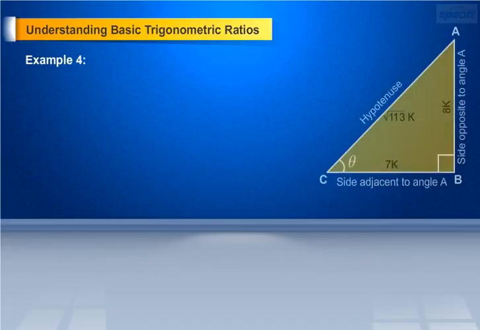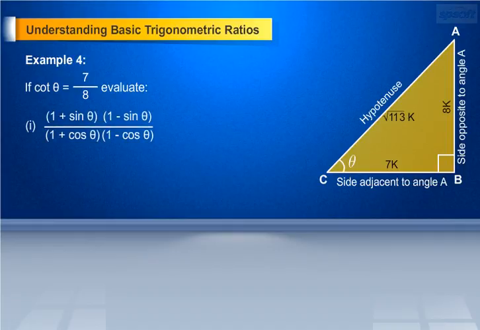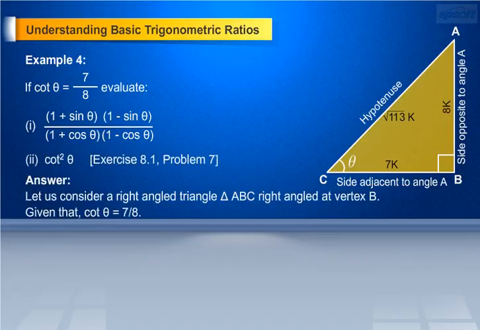Example 4. If cot theta equals 7 by 8, evaluate (1 plus sin theta)(1 minus sin theta) divided by (1 plus cos theta)(1 minus cos theta), and cot square theta. Solution. Let us consider a right angle triangle ABC, right angled at vertex B.